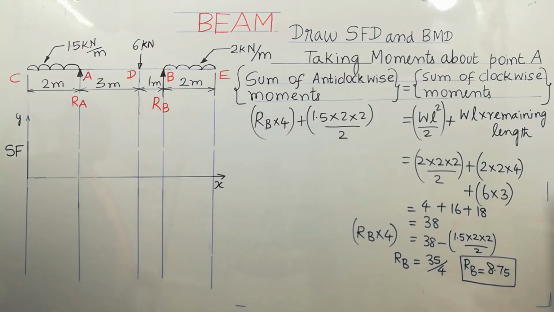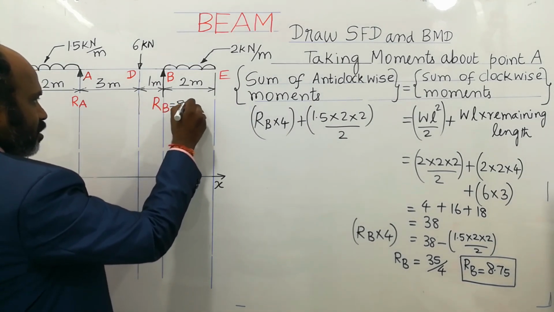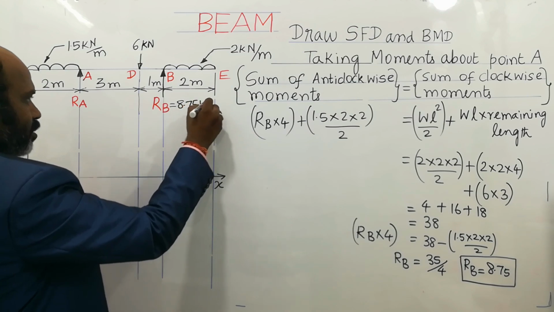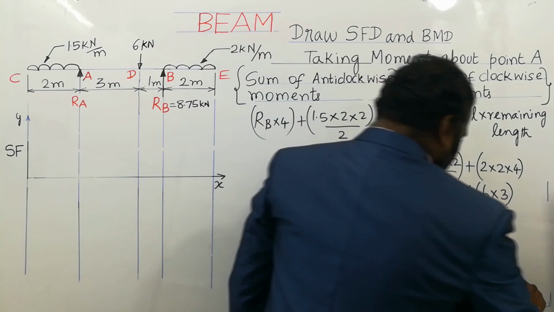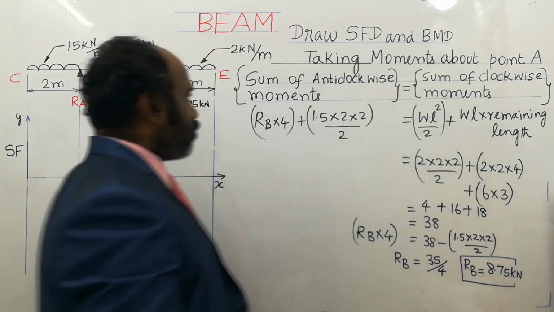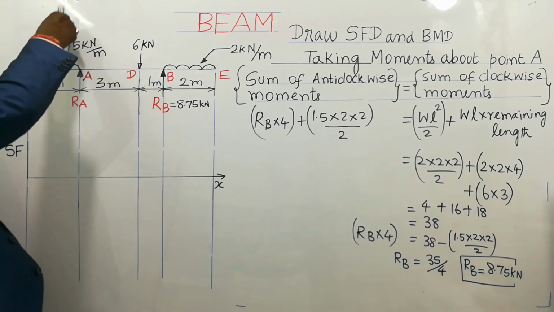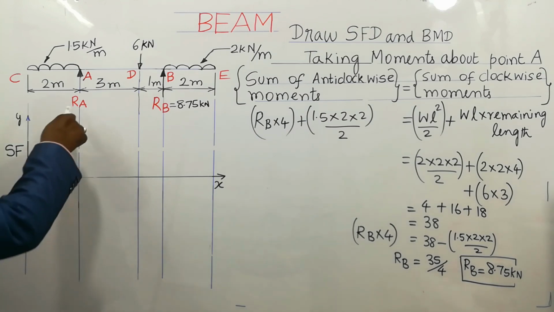So RB contribution of value is 8.75 kilonewton. So you have to put the load unit properly. Its value is kilonewton. So look at what load they have given here; the load unit will also be the unit of the reaction. Okay, so next we are going to find the RA value.